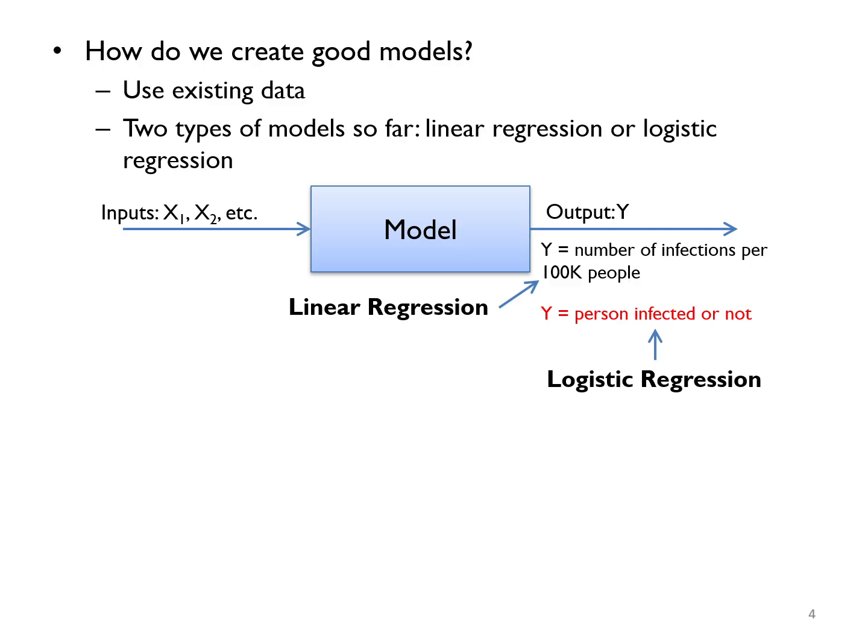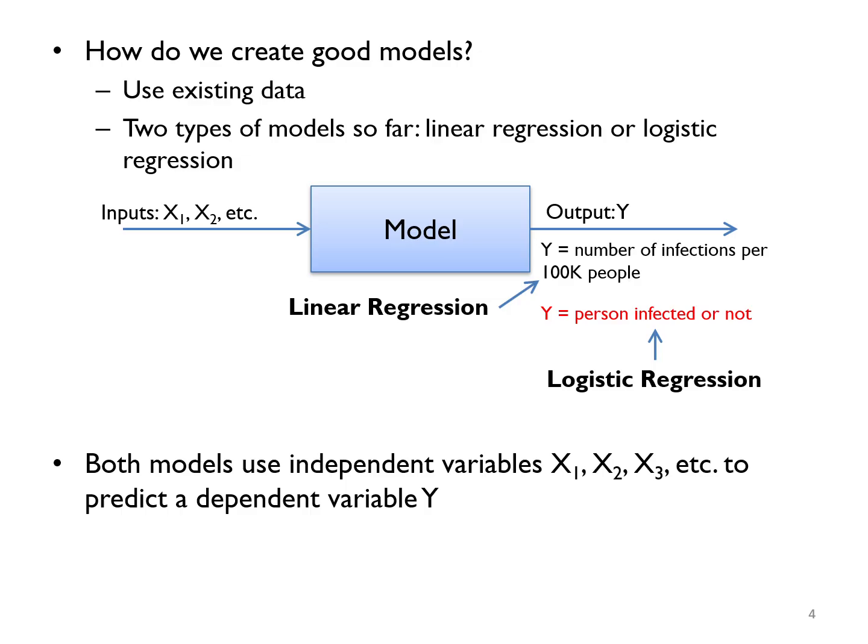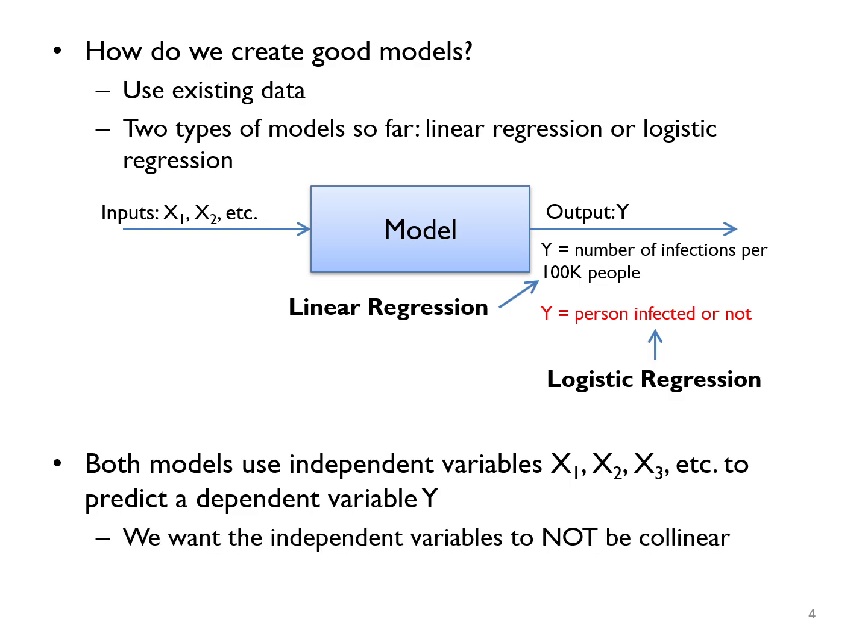Both of these models, whether linear or logistic, use independent variables x1, x2, x3, etc. to predict a dependent variable y. So it's going to use a set of independent variables to predict y. We want these x variables to be not collinear, so we want them to be independent. So we want to avoid collinearity. We want these nice, clean variables that do not have any relation among themselves.